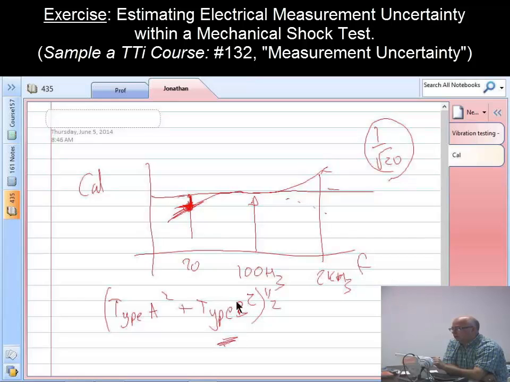Bringing in multiple accelerometers, you can reduce this term, but even if you got the type A part down to 0 by having lots and lots of accelerometers, you can't get rid of the type B, and that's coming from the calibration certificate. Does that help? Any comments? Does this make sense?